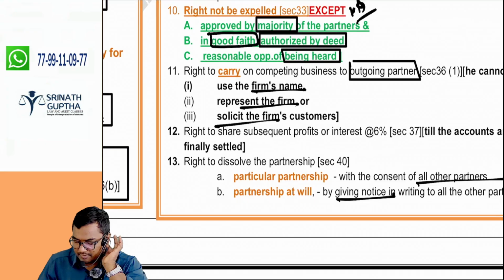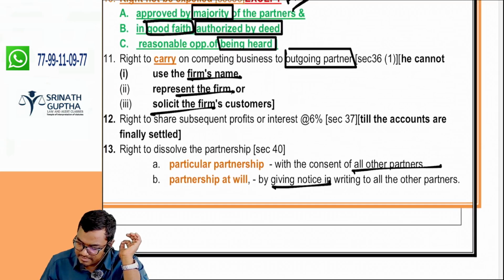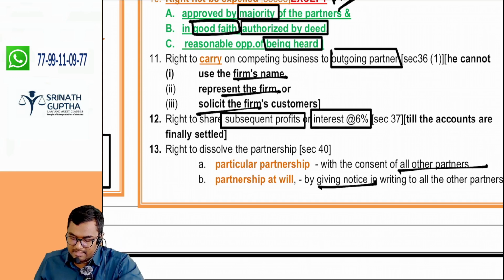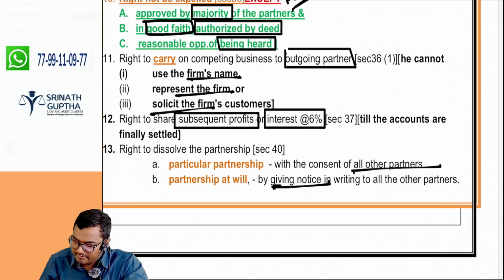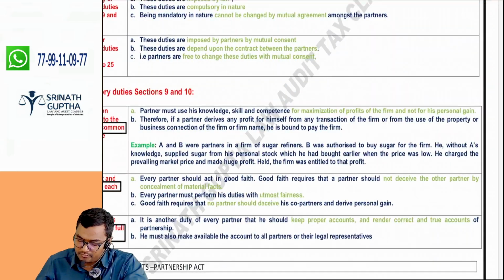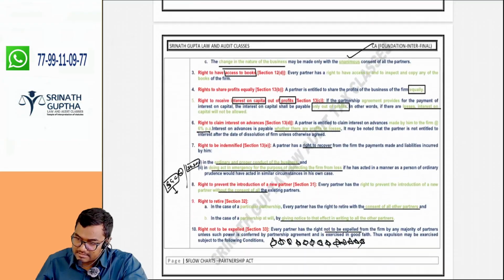And if a partner is retiring, until his accounts are settled, he is eligible to get 6% interest. He also has a right to share the subsequent profits, the profits until his accounts are settled. And every partner has a right to dissolve the firm: if it's a partnership at will, by giving a notice. If it's a particular partnership, with the consent of all the partners, every partner has a right to close the partnership firm. Done.